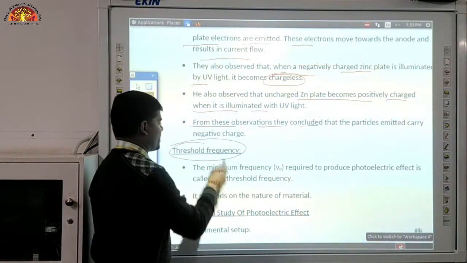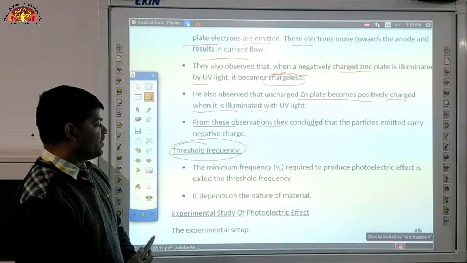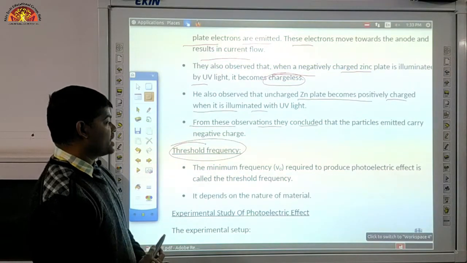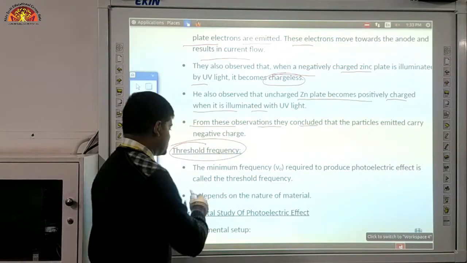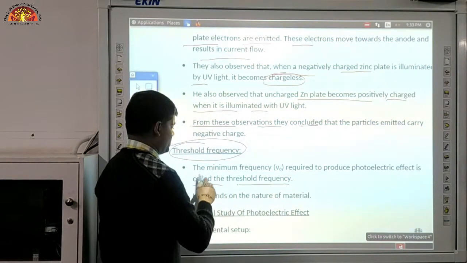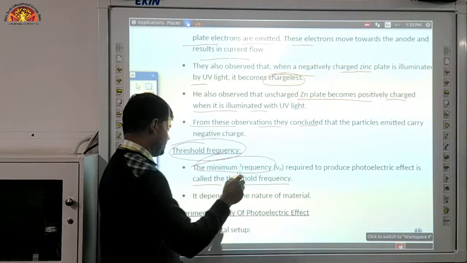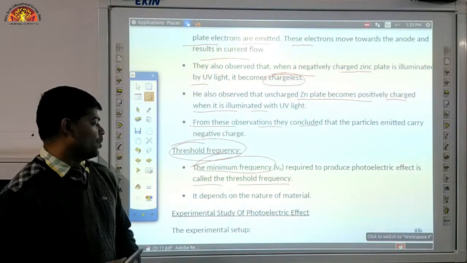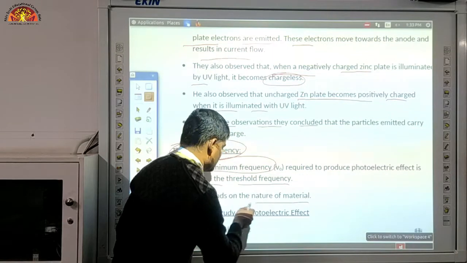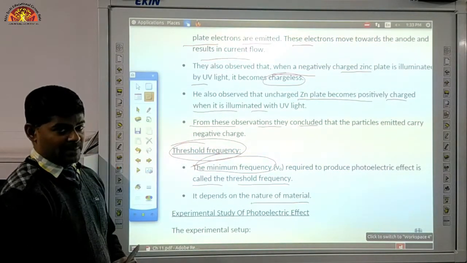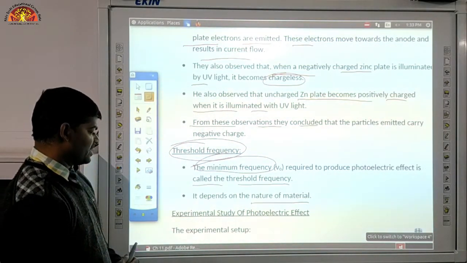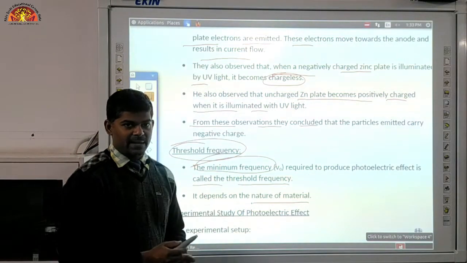Now come to the threshold frequency. This is the important one. The minimum frequency nu naught required to produce the photoelectric effect is called the threshold frequency, or you can say this is the minimum frequency. Okay, it depends upon what? Upon the nature of the material. Now come to the experimental setup of the photoelectric effect. Okay, experimental setup में अभी आपको diagram भी देखने को मिलेगा.